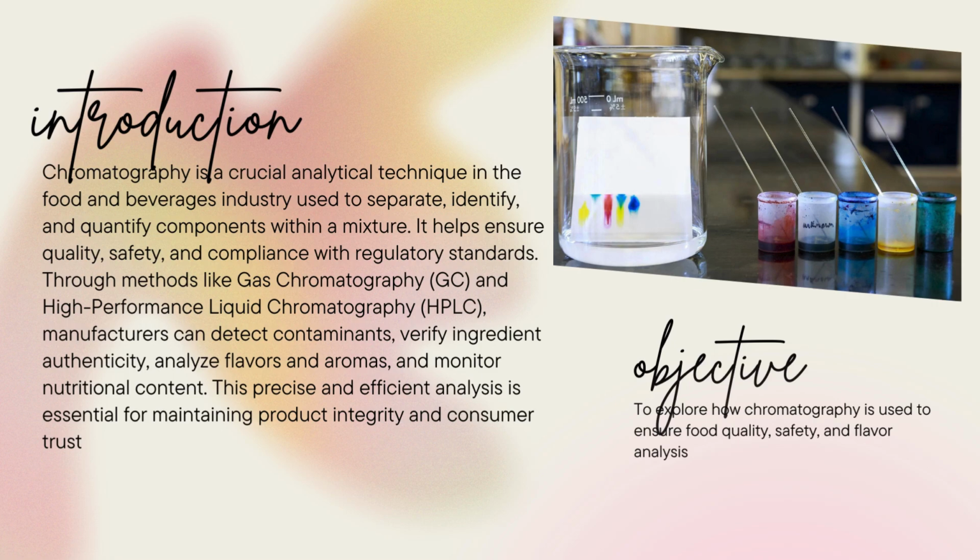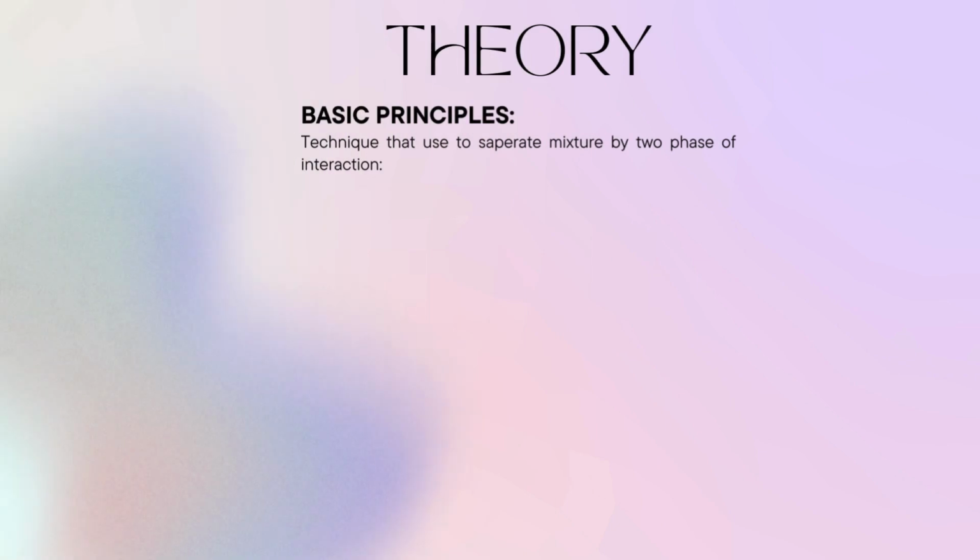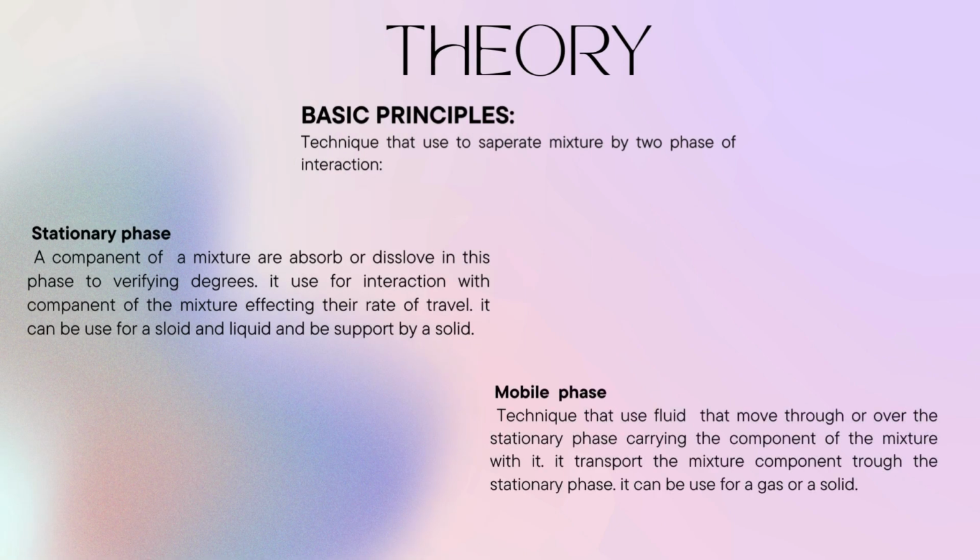The objective of today's presentation is to explore how chromatography is used to ensure food quality, safety, and flavor analysis. In this presentation, we'll be going through the theory, methodology, examples of results, and conclusion. Theory of chromatography. Basic principle: a technique used to separate a mixture by two phases of interaction. The two phases are the stationary phase and the mobile phase.